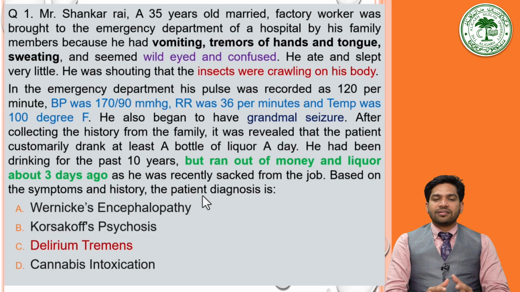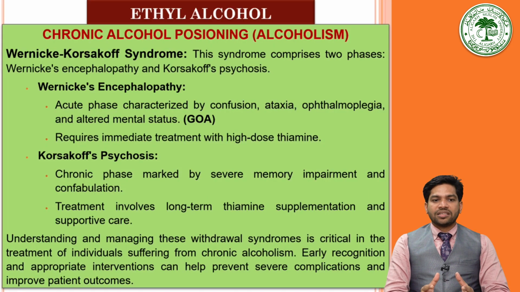Then coming to the other alcohol withdrawal syndrome, that is Wernicke-Korsakoff syndrome. This syndrome comprises two phases. One is Wernicke's encephalopathy and the other is Korsakoff psychosis. Wernicke's encephalopathy is the acute phase, and the patient presents with confusion, ataxia, ophthalmoplegia and altered mental status. This can be remembered as GOA: global confusion, O for ophthalmoplegia and A for ataxia. It requires immediate treatment with a high dose of thiamine, because this is due to deficiency of vitamin B1, that is thiamine, that occurs along with alcohol consumption.